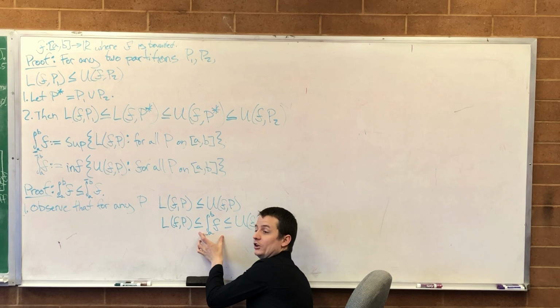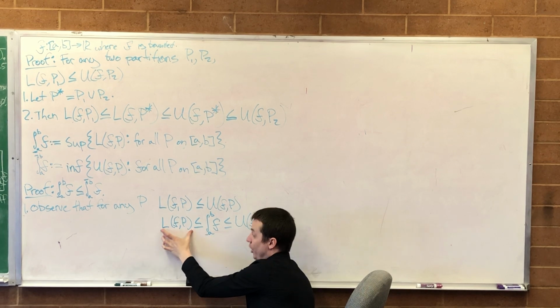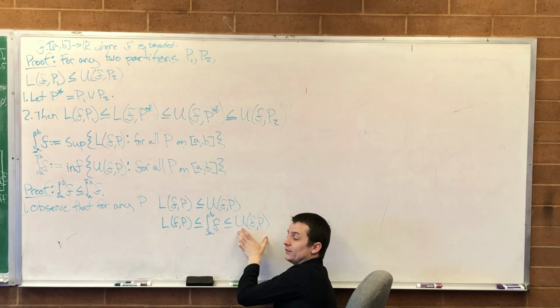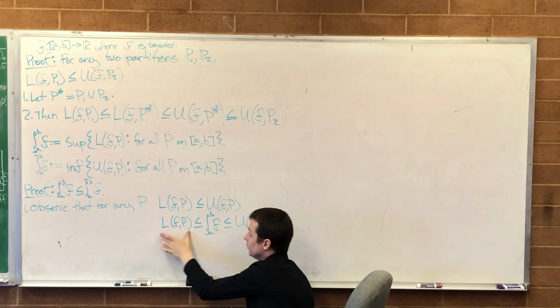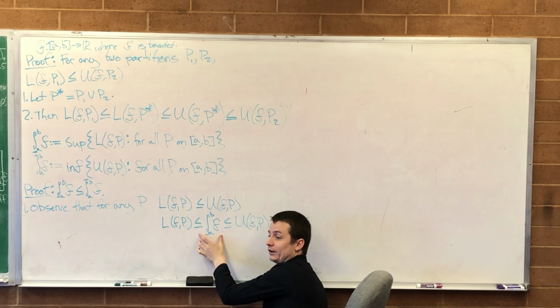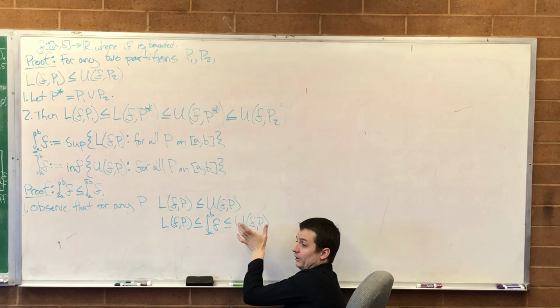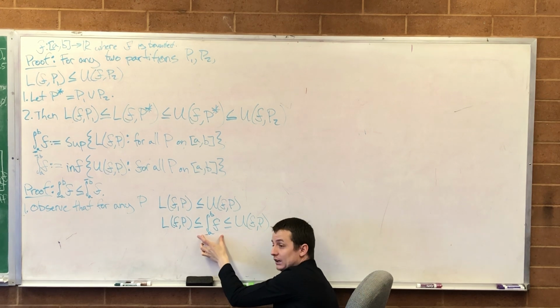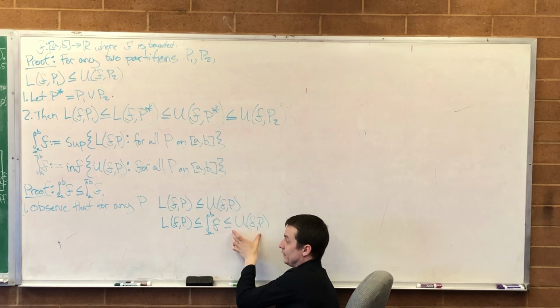Since this is the least upper bound on these sums, and this is an upper bound on these sums, then this is always less than or equal to this. This is always an upper bound. This is the least upper bound. This has to always be less than or equal to this.